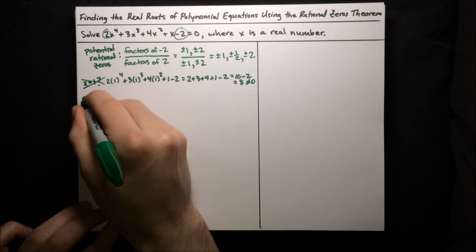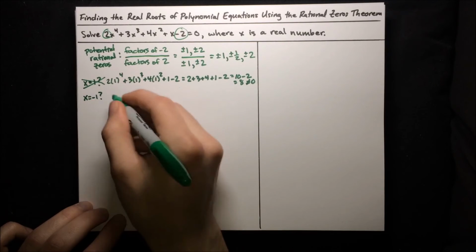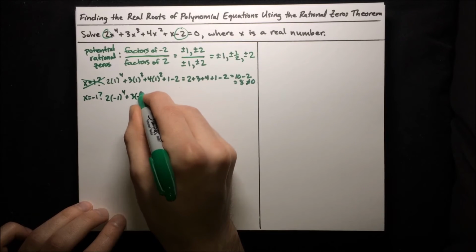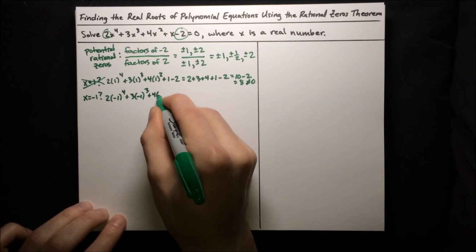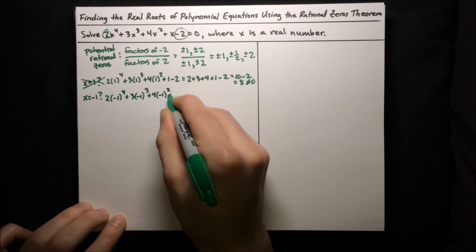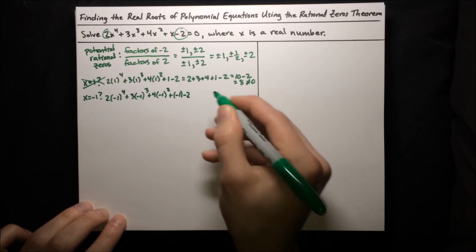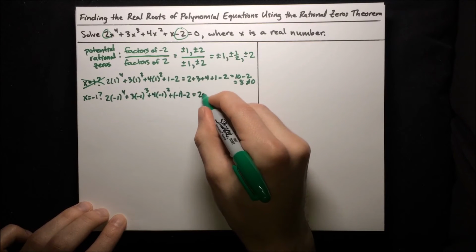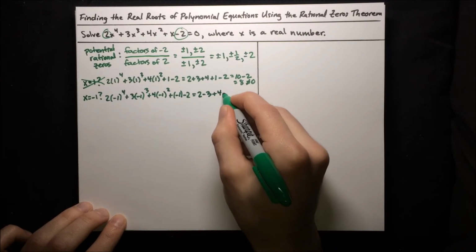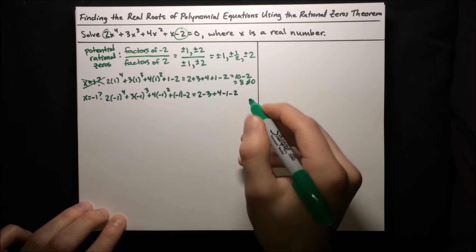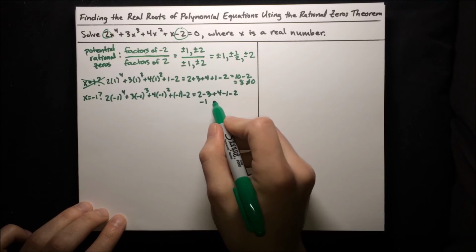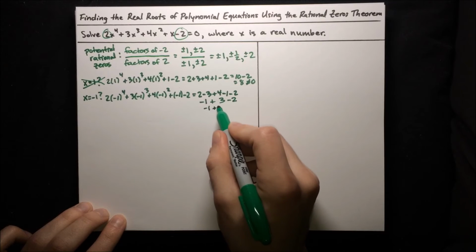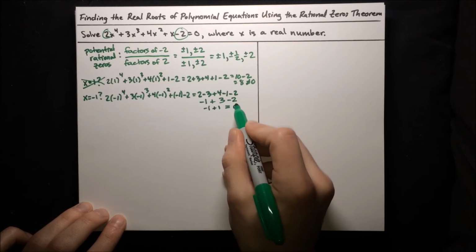How about x equals negative 1? So let's test that. 2 times negative 1 to the 4th, plus 3 times negative 1 to the 3rd, plus 4 times negative 1 squared, plus negative 1 minus 2. That's equal to 2, then minus 3, then plus 4, then minus 1, minus 2. So 2 minus 3 is negative 1, then 4 minus 1 is 3, then minus 2. So negative 1 plus 1, hey, that is equal to 0.